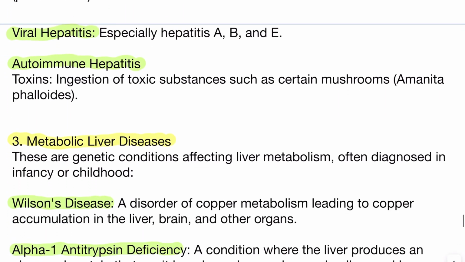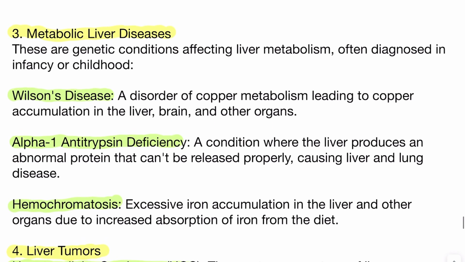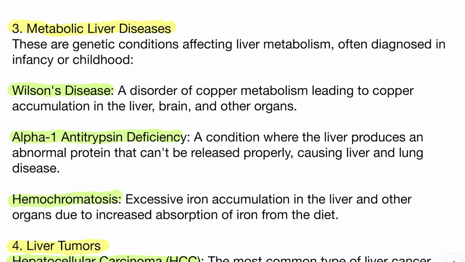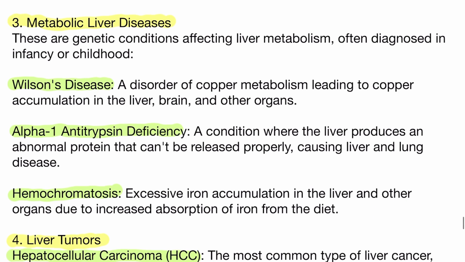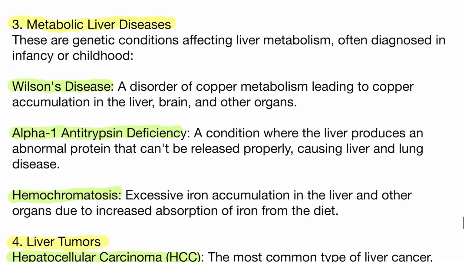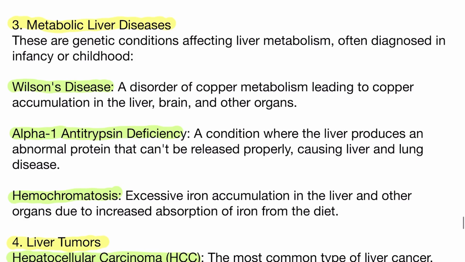And the third group is metabolic liver diseases. They are genetic conditions affecting liver metabolism, like Wilson's disease. We all know this is a disorder of copper metabolism, and it leads to copper accumulation in the liver, brain, and other organs. Alpha-1 antitrypsin deficiency, and hemochromatosis, which is excessive iron accumulation in the liver. So these are the metabolic liver diseases, in which sometimes liver transplant could be needed.